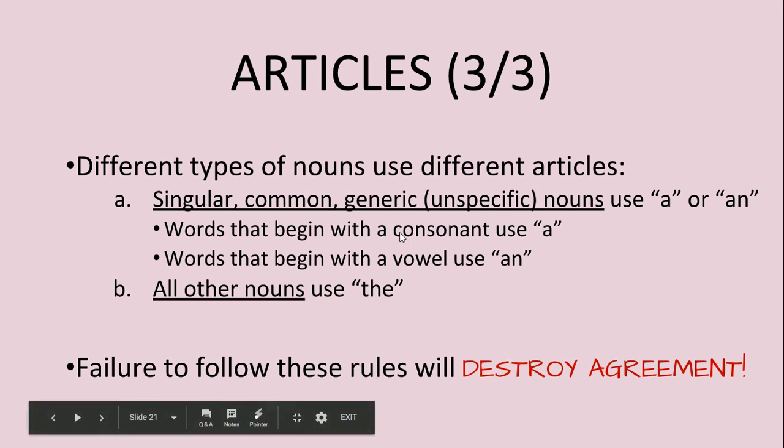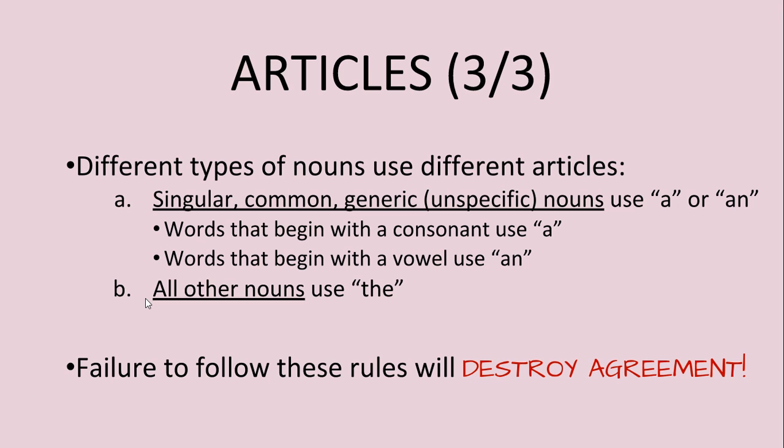And if you have a consonant, use a; vowel, an. All other nouns use the. So if you have a plural, if you have something that doesn't conform to any of these, if you have a noun that's plural, or that's proper, or that's specific, it uses the. Like if you want to talk about James walking to a specific park, you say James walks to the park. That's still singular, that's still common, but it's specific, and so it needs the word the.